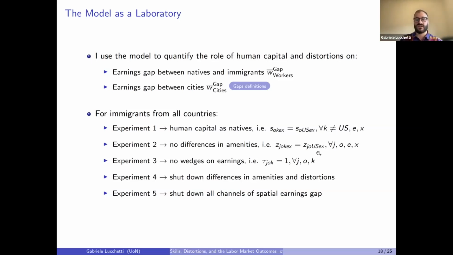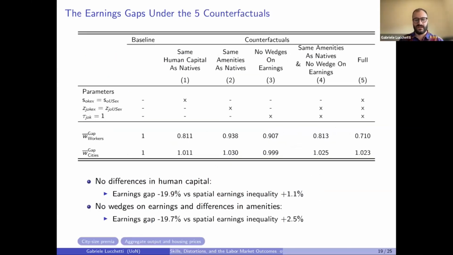In the third experiment, I'm going to shut down the labor market distortions, so I'm going to assume that immigrants do not face any discrimination in the labor market. In the fourth experiment, I'm going to combine experiments 2 and 3, so no labor market distortions and no difference in amenities with natives. And in the fifth experiment, I'm going to shut down all the channels of differences in allocations between immigrants and natives, apart from the initial distributions in the groups.